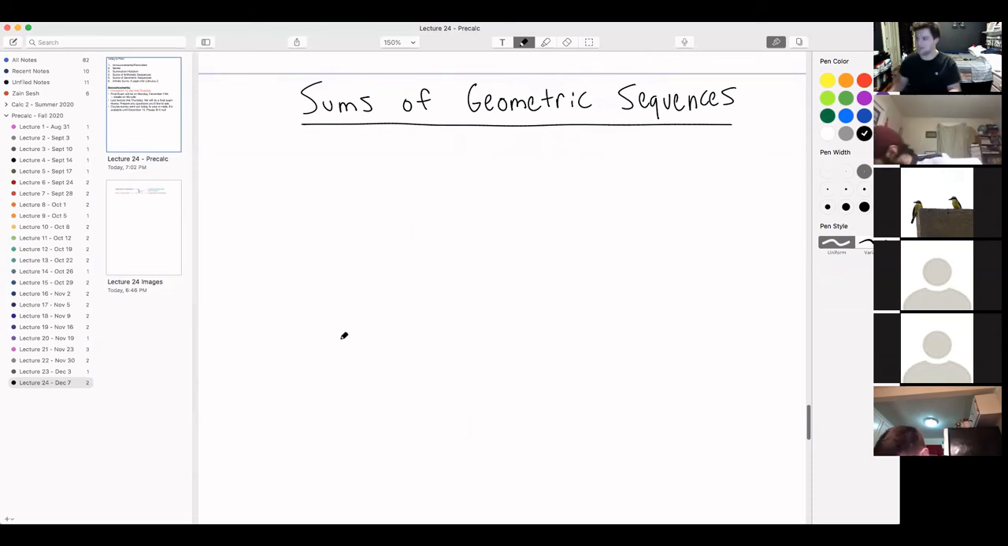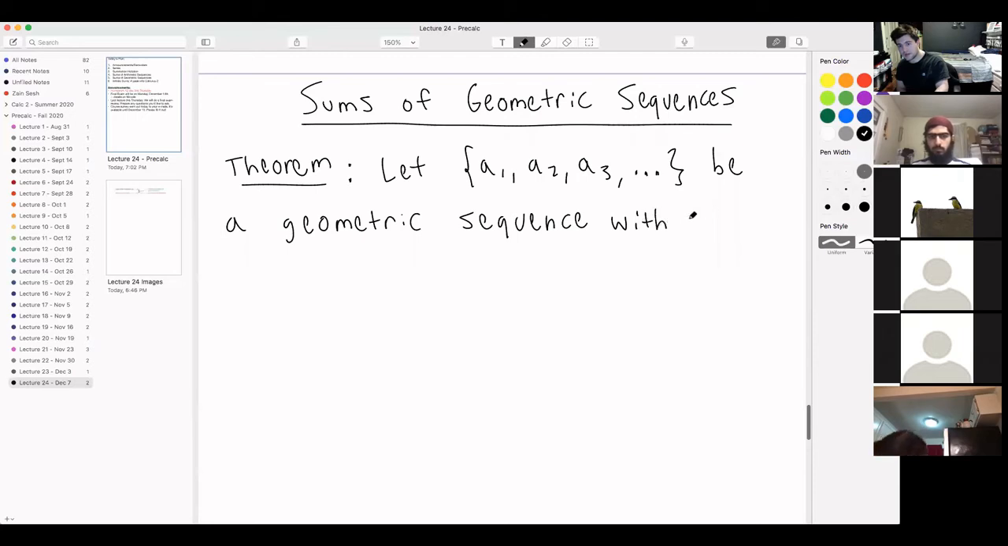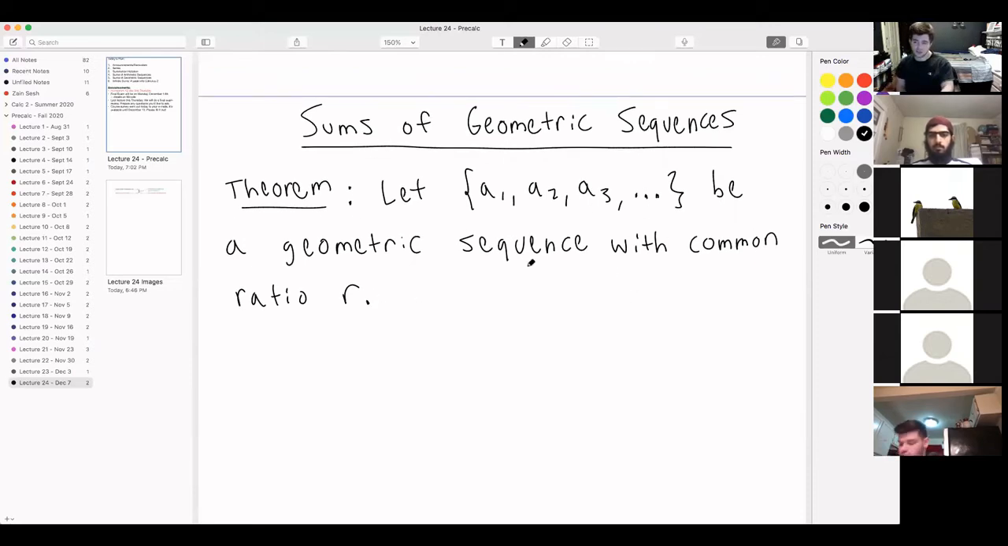Okay, so this is very beautiful. Theorem: let A1, A2, A3, and so on be a geometric sequence with common ratio R. Let me just remind you that a geometric sequence means if I divide any two consecutive sequence terms, I'll get R no matter what.